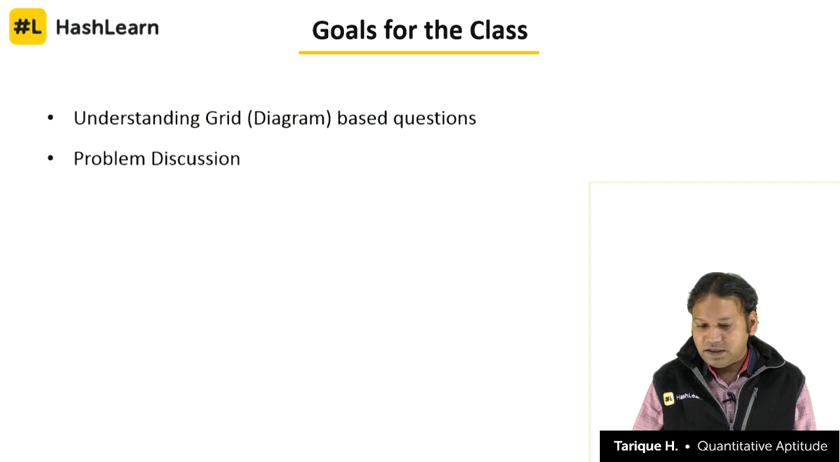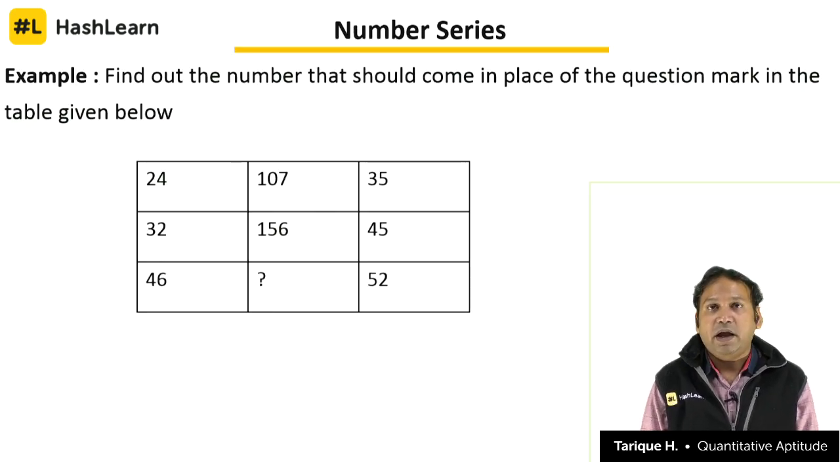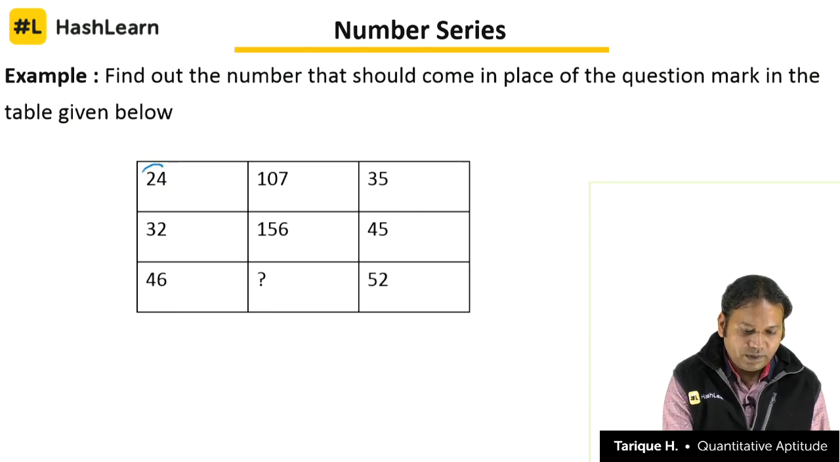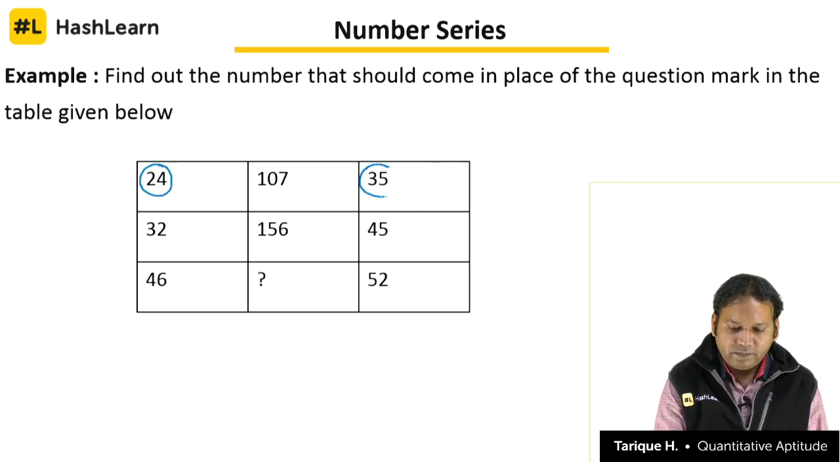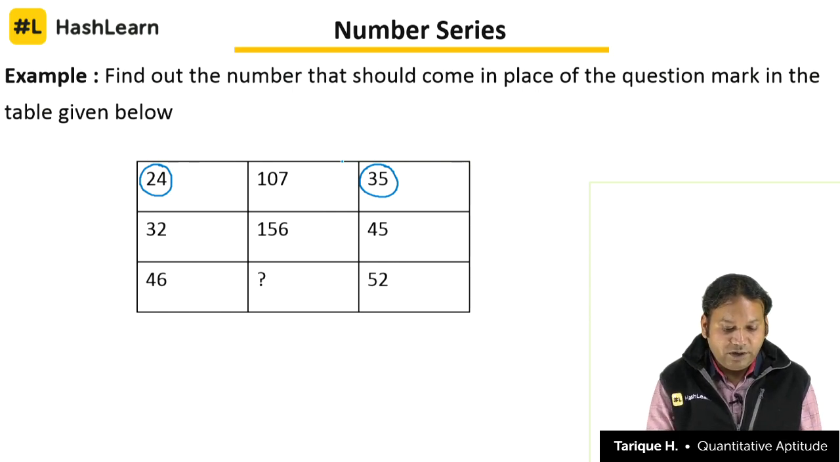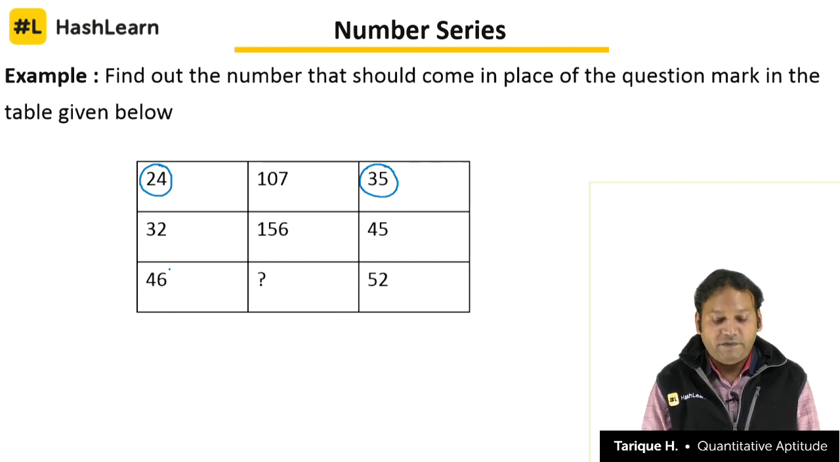We'll do this through problem discussion, and let's start with the first problem and see what this problem is all about. Find out the number that should come in place of the question mark in the table given below. Here we have the number 24 and the number 35 and the number 107. So how are these numbers related? What kind of relation is there? In the second row we have 32, 45 and 156. In the third row we have 46, 52 and there is a question mark.